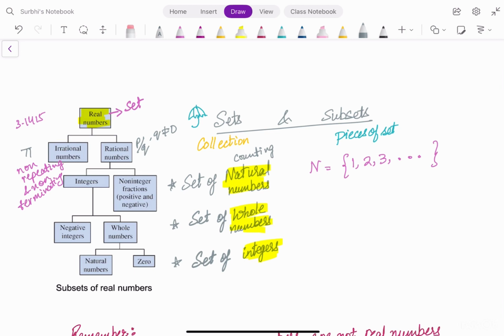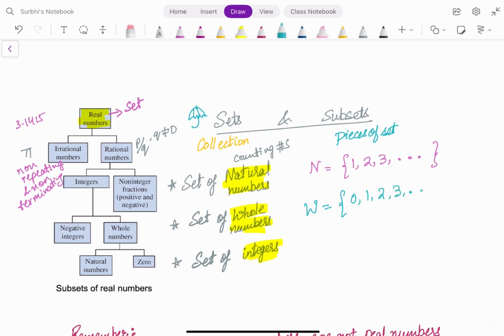Now what is the difference between a natural number and a whole number? A whole number contains the natural numbers or the counting numbers. As the name implies, whole numbers, we can denote by W. It starts from 0, so 0 is also included. If I write 0 and then continue with the natural numbers, that becomes the entire group of whole numbers.